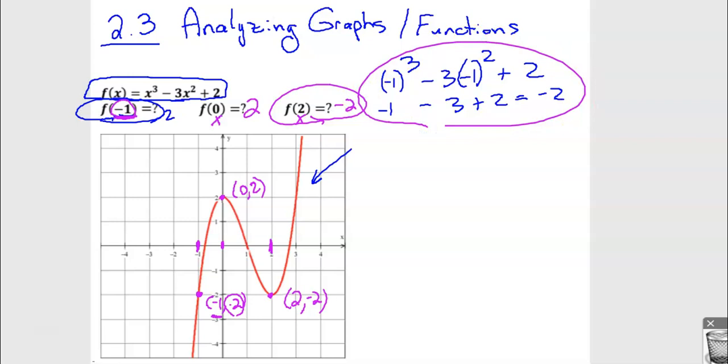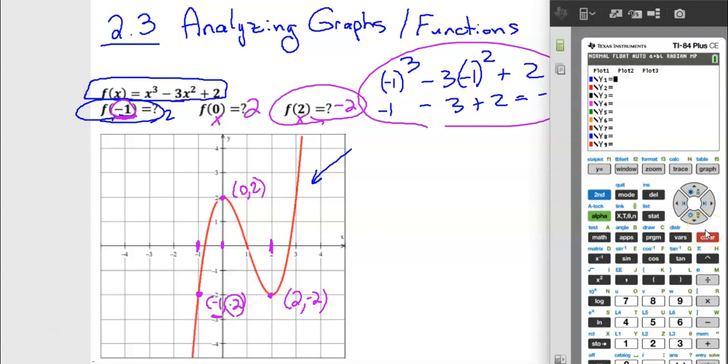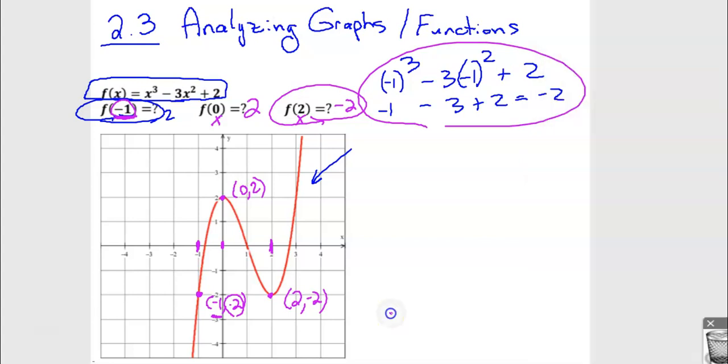So again, you can evaluate it this way. You can evaluate it looking at the graph. You can also, if you typed this function into your graphing calculator, so x to the 3rd power minus 3x squared plus 2, and then you just looked at the table, you can look at -1, see it's at -2, and look at 0, it's at 2, and then look at 2, it's at -2. So I showed you 3 different ways that you can evaluate the function.